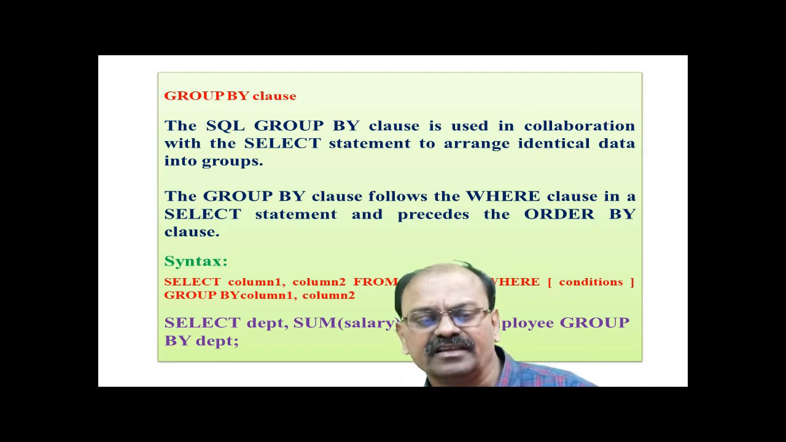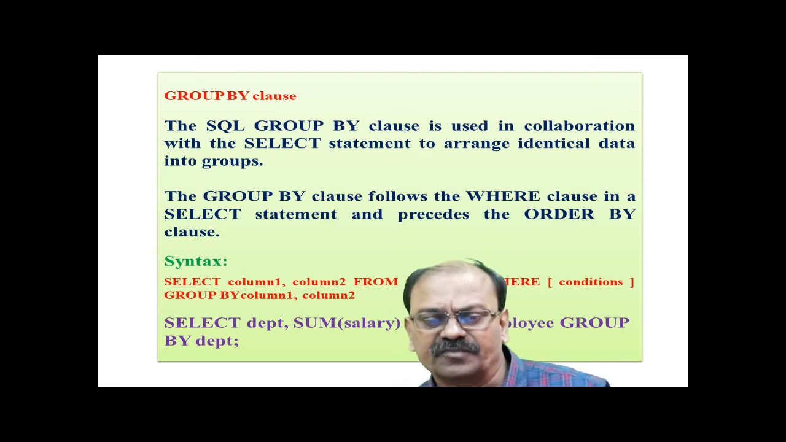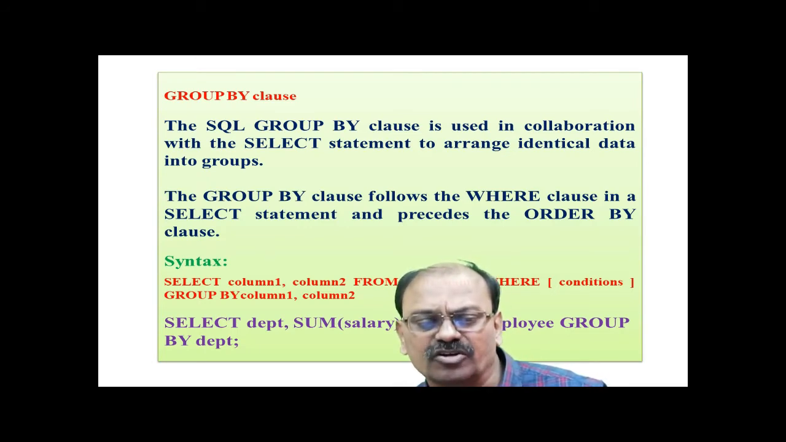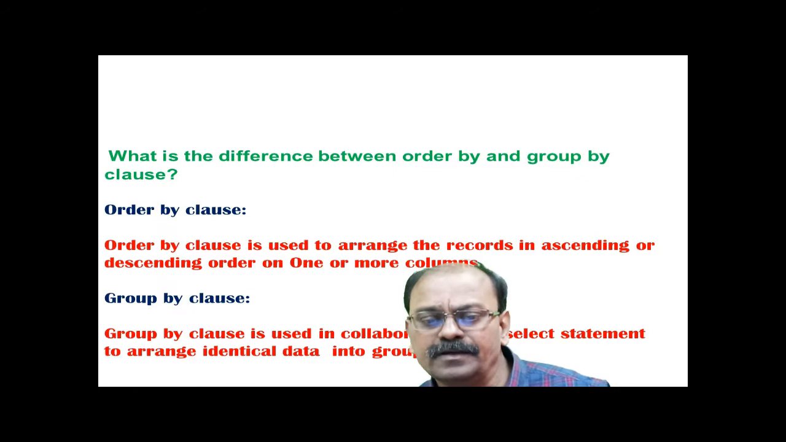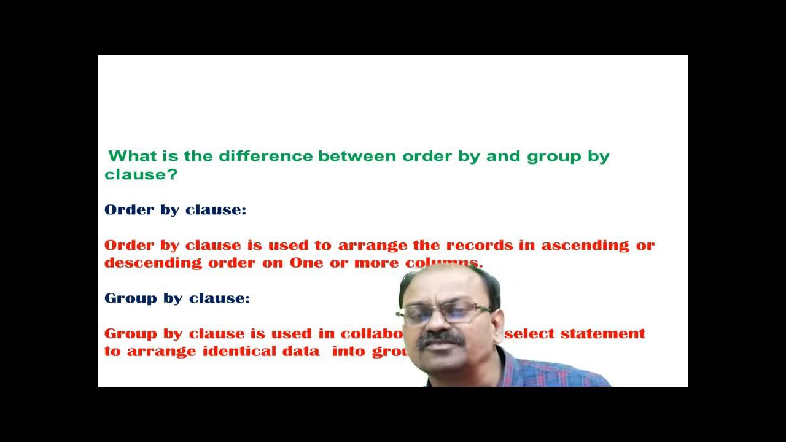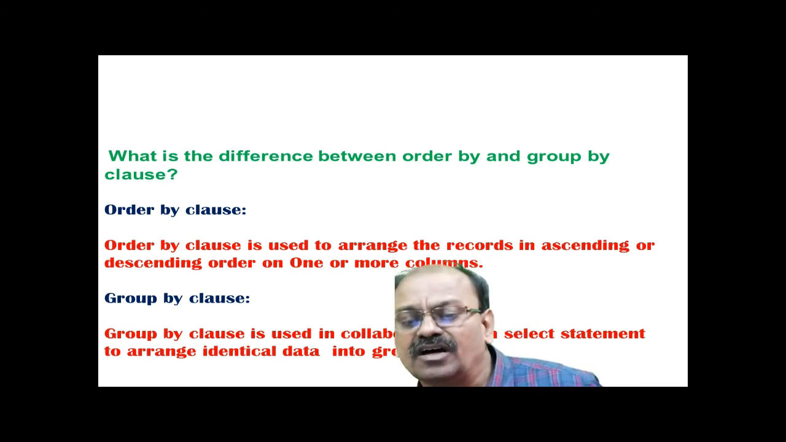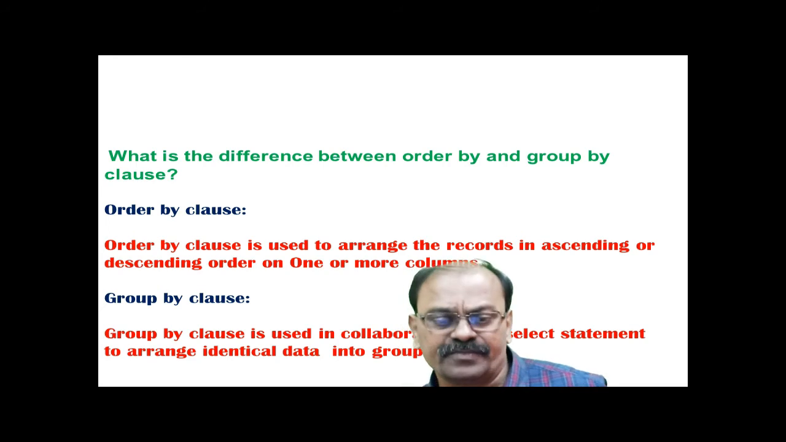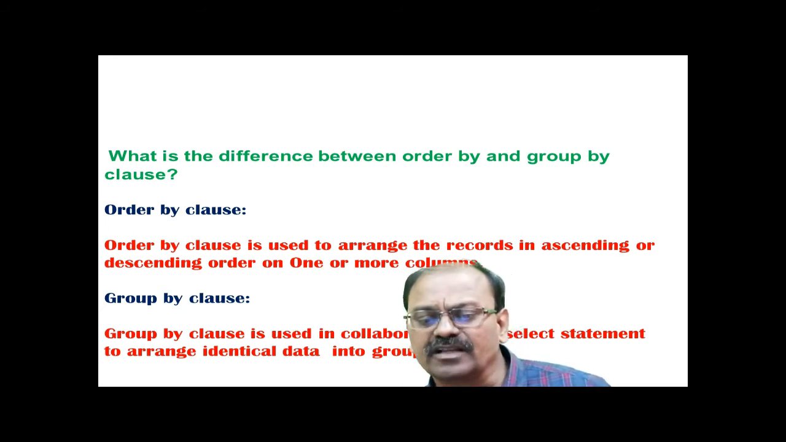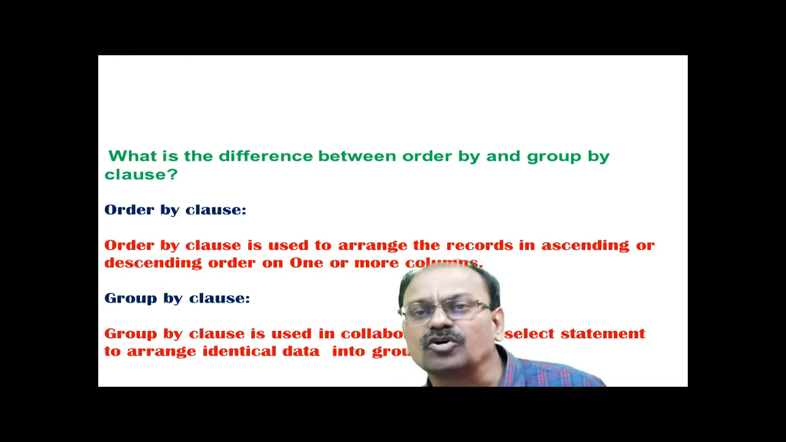Now we will see what's the difference between group by clause and order by clause. Order by clause is used to arrange the records in ascending or descending order on one or more columns. Next is group by clause. Group by clause is used in collaboration with the select statement to arrange identical data into groups.